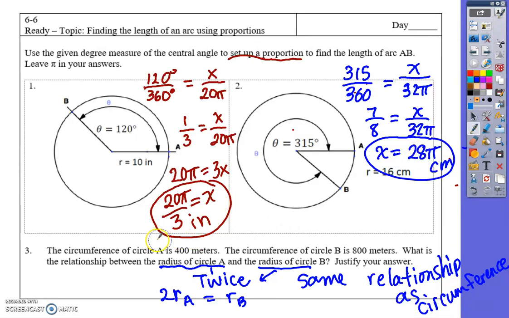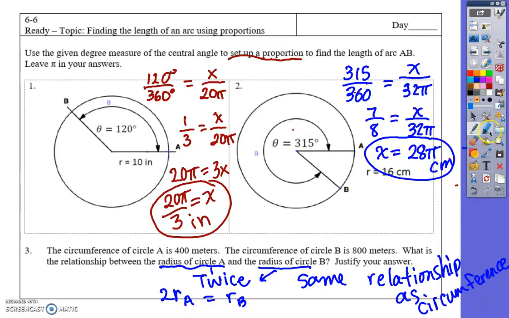For question 3, the circumference of circle A is 40 meters. The circumference of circle B is 80 meters, which means we took the circumference of circle A and doubled it to get the circumference of circle B. The relationship between the radiuses is the same. It's twice. Whatever the radius of circle A is, times 2 will be the radius of circle B, because there's no unit changing, it's just meters versus meters, and so they're exactly the same.